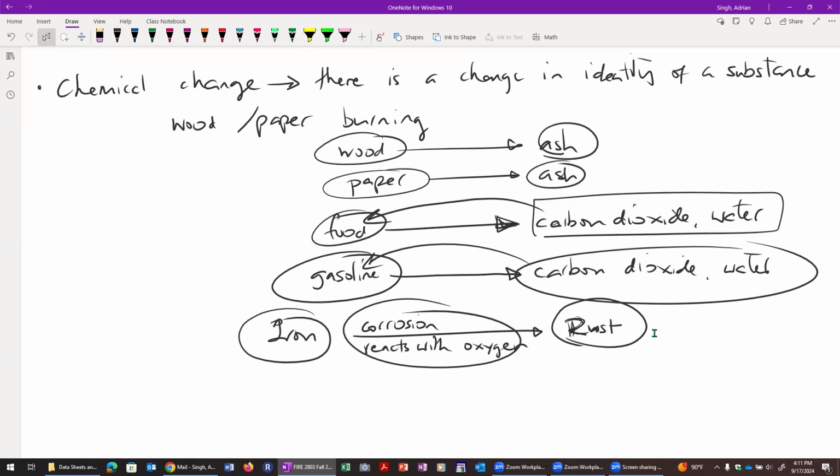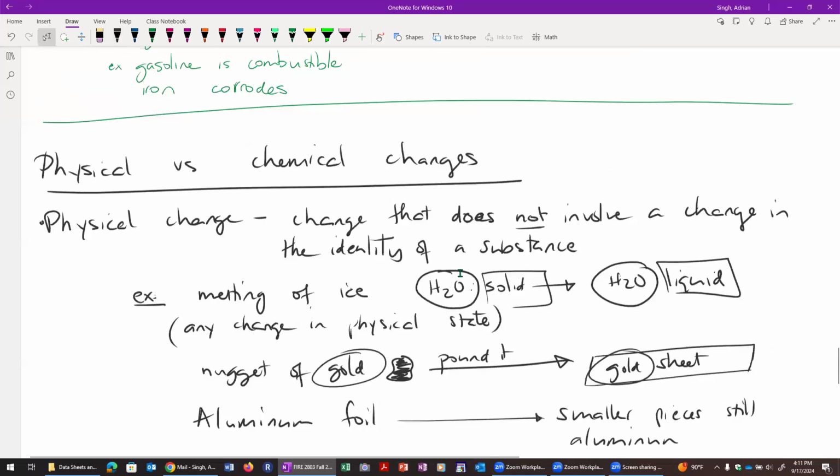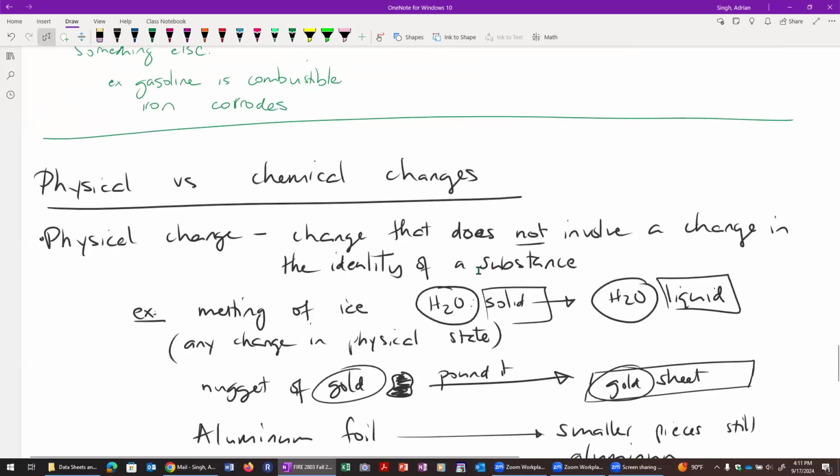Change in the identity of a substance is a chemical change. A physical change is a change that does not involve a change in the identity of a substance.